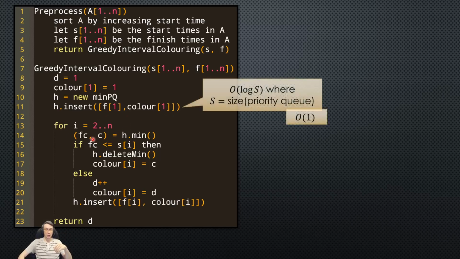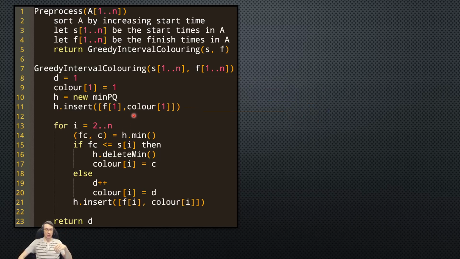Okay, so for each element here, I'll talk about complexities in a second. For each element, we look at the minimum element of the heap, which gives us the finishing time for that color and the color. If the finishing time for that color is less than or equal to our start time, we can reuse it. So we delete that top element from the heap, and we use that color, the color C. Otherwise, if we couldn't reuse that color because the finishing time of that color was after we start, then we create a new color and we color ourselves with that new color.